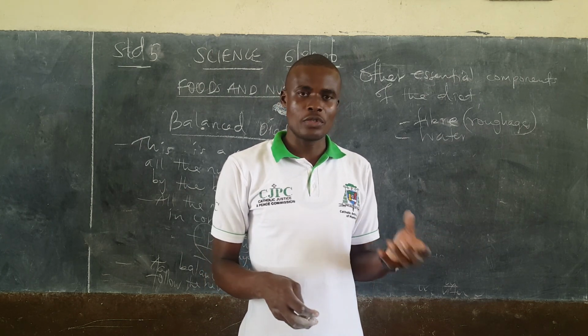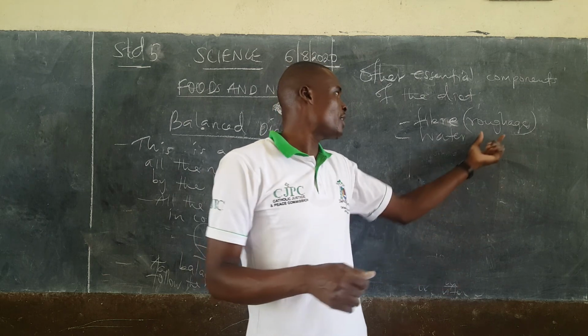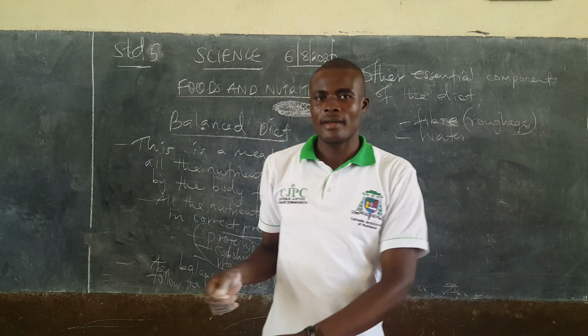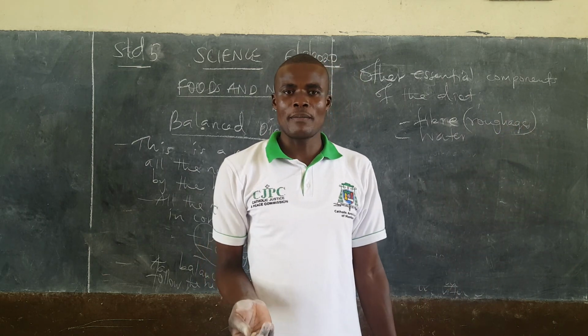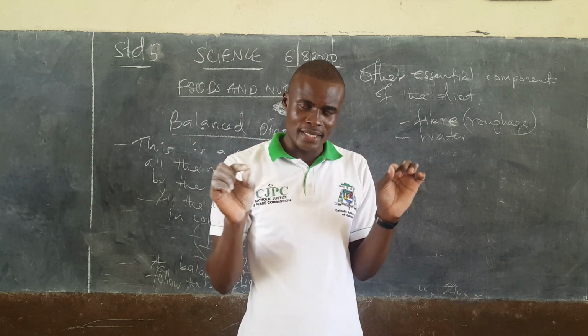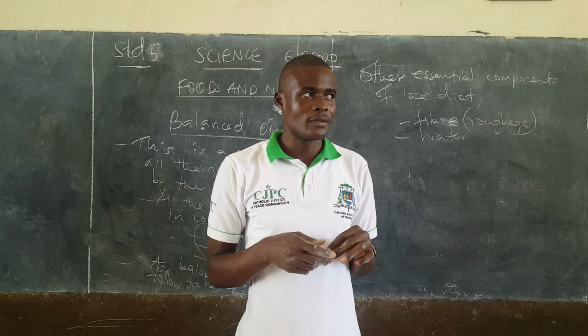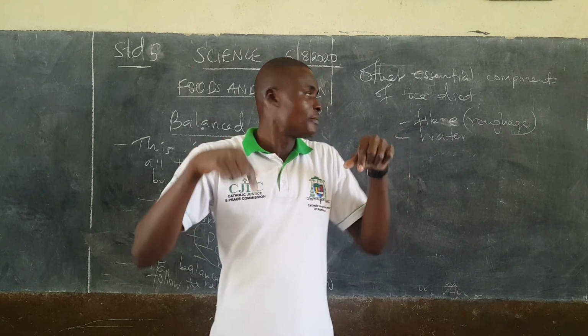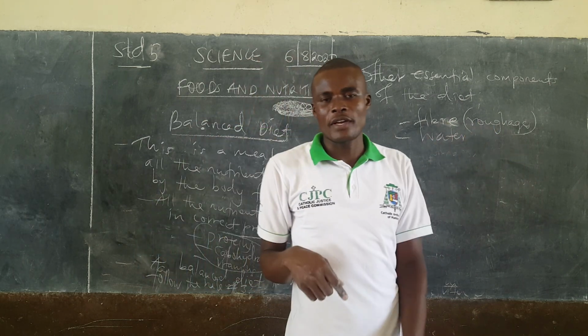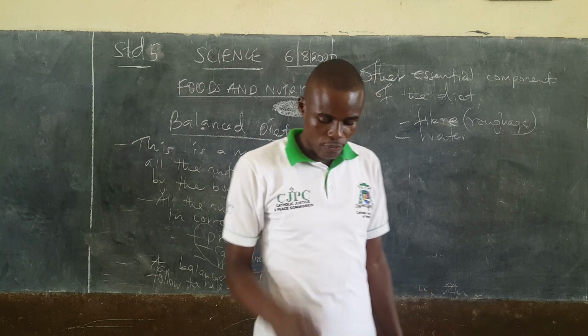Then you also have fruits. All fruits and vegetables are a very good source of fiber. Look at mango, for example. You can easily see fiber in it, the threads inside that particular food. So if we eat them, we are going to see the importance of fiber in the body. The importance of fiber and water.